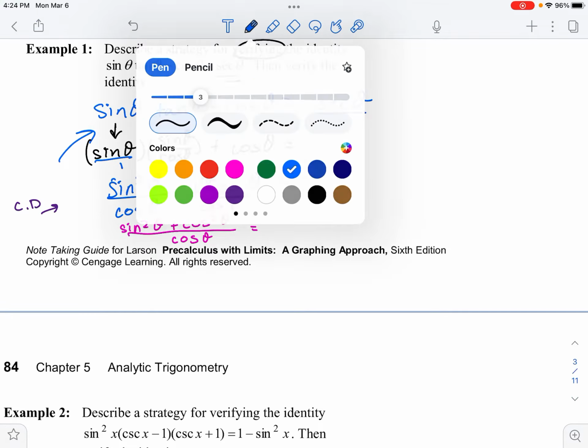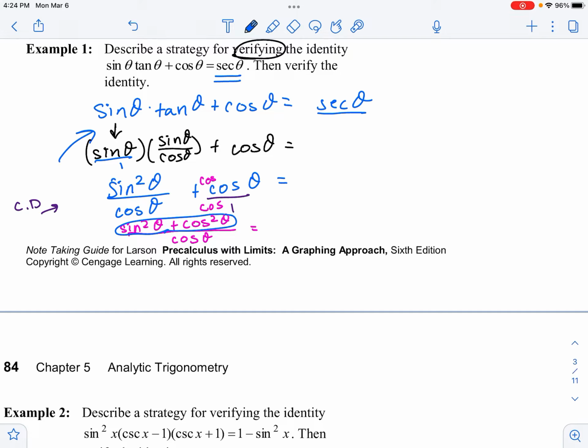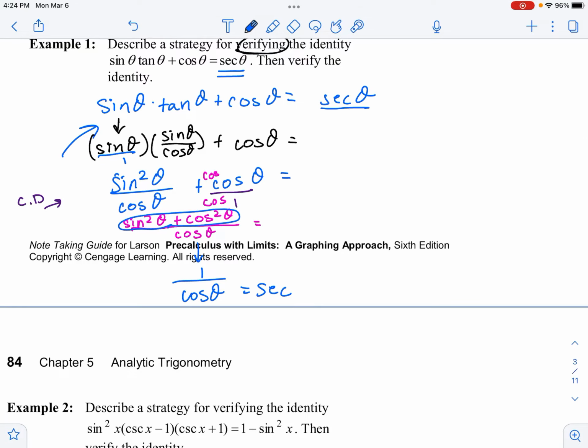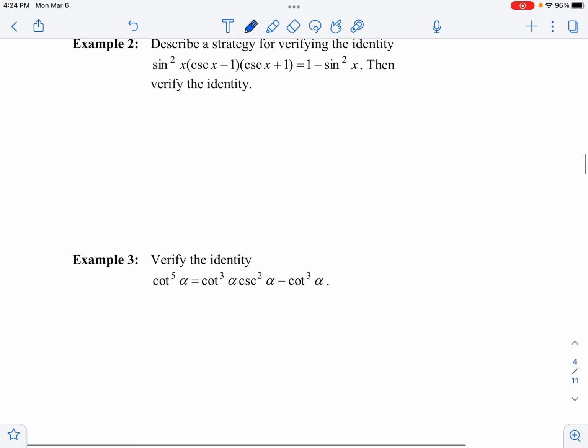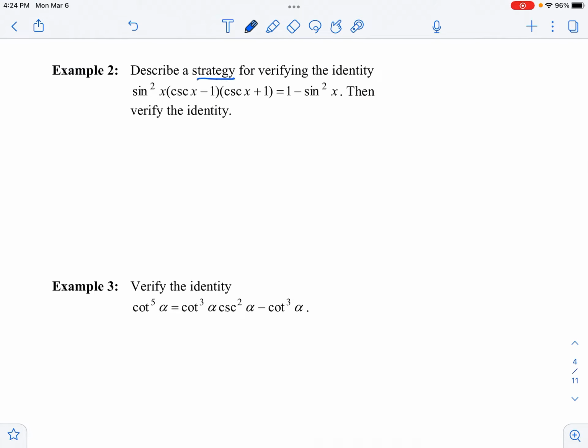Well, what do I know about sine squared plus cosine squared? I know that it is 1. 1 over cosine. Well, 1 over cosine is just secant. And look, now they verify. Check. Just like on Instagram, right? Verified.